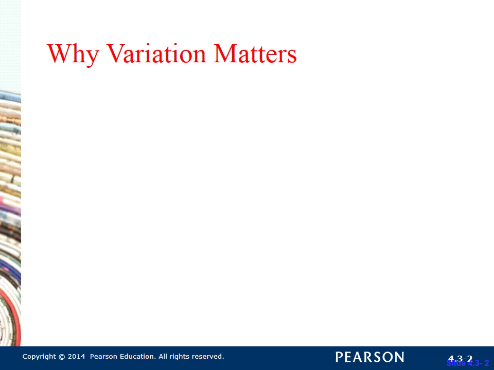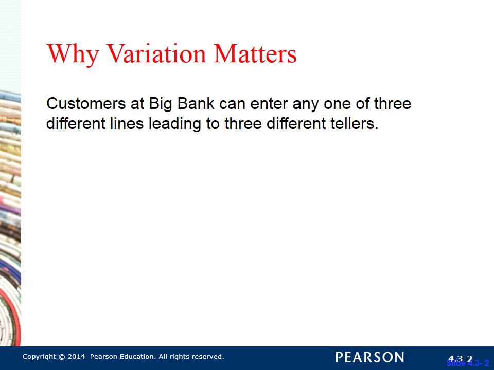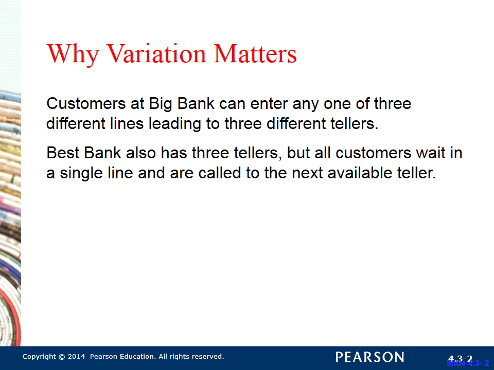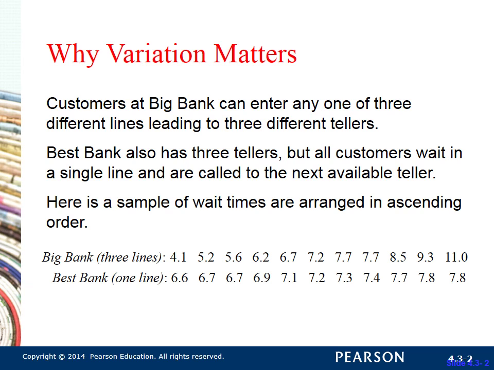All right, so why does variation matter to start with? So let's just start by looking at an example. You've got customers at the Big Bank who can enter any one of 3 different lines leading to 3 different tellers. Best Bank, a different bank, also has 3 tellers, but all the customers wait in one line and then are called to the next available teller. Now you've done this before. I personally know I like the way Best Bank does it. I want to get in one line, and then as somebody comes open, I don't have to guess if I picked the right line or not.